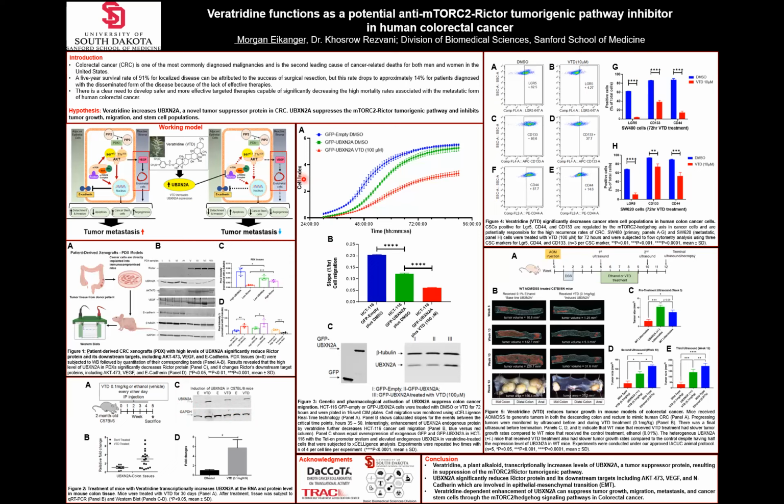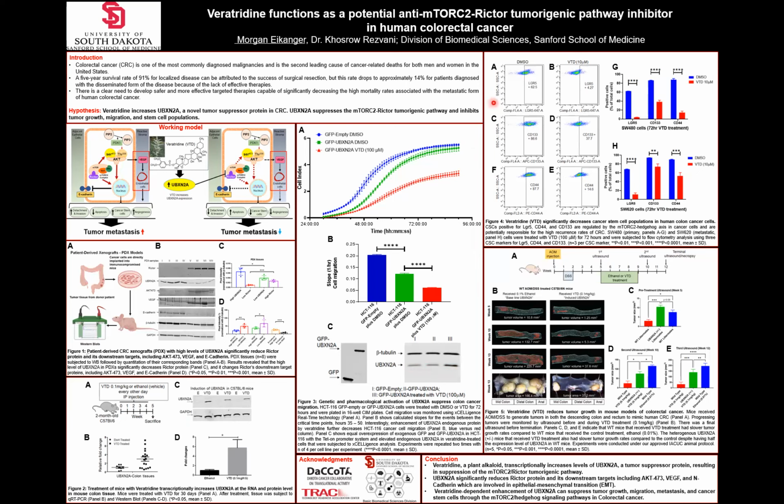First, I'd like to draw your attention to the blue and green lines. The blue line is GFP empty, and the green line is GFP UBXN2A, which shows less migration than the blue line, GFP empty. Now looking at the red line, this is GFP UBXN2A, and these cells were also treated with VTD. You can see that there's even less migration. This Western blot just confirms the endogenous UBXN2A resulting from VTD treatment.